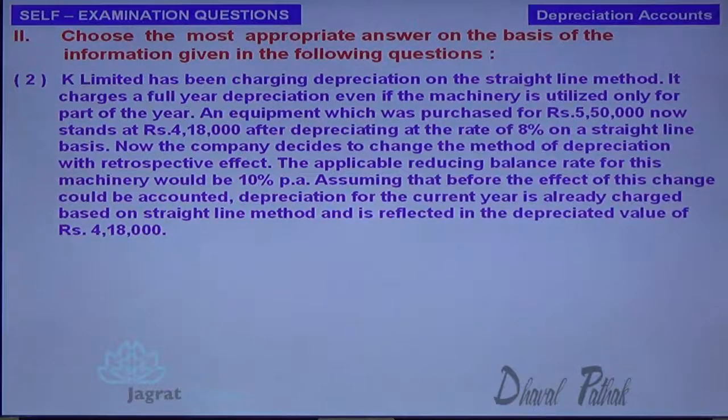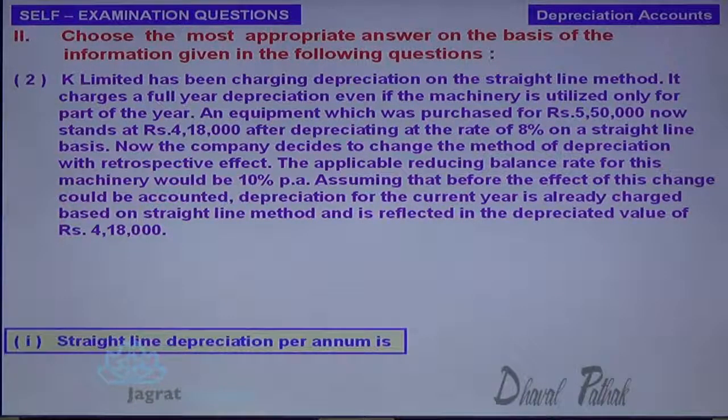An equipment was purchased for 5,50,000. It now stands at 4,18,000 after depreciating at the rate of 8% by the straight line method. Now the company decided to change the method of depreciation with retrospective effect. The applicable reducing balance rate for this machinery would be 10% per annum. Assume that before these changes could be accounted for, depreciation for the current year is already charged based on the straight line method and is reflected in the value of 4,18,000.